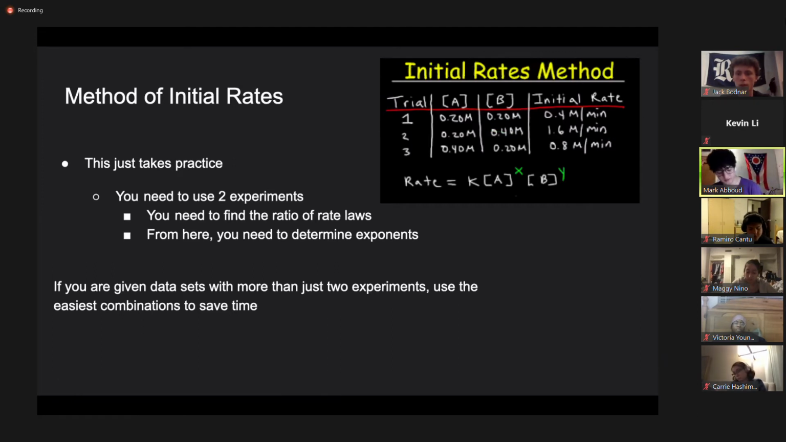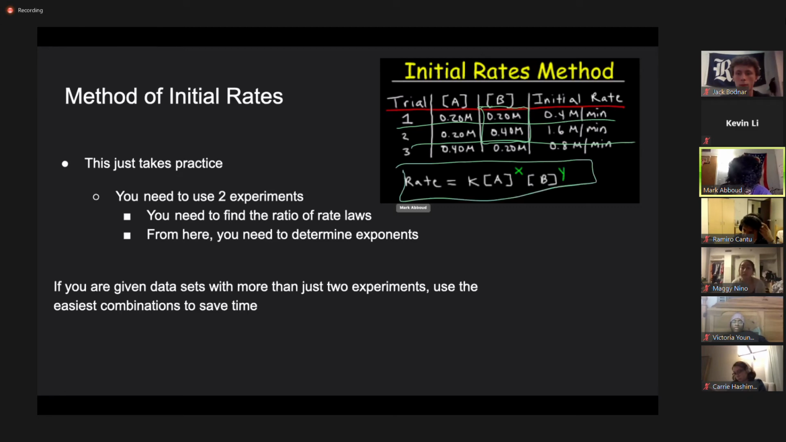Okay, method of initial rates. This is how we determine the reaction order. This takes a lot of practice, and I put an example up here because it's kind of hard to explain without one. We basically want to divide one trial by another. If we see the difference between these two trials, we can tell that it's a difference in the concentration of B. So we want to divide the rate laws of those trials by each other in order to get the reaction order.